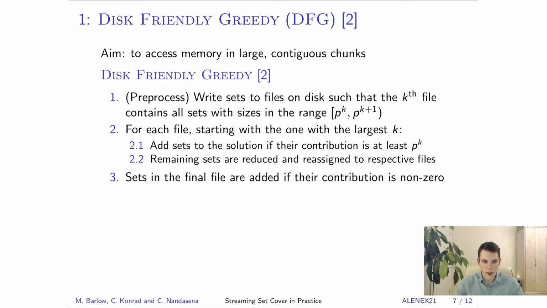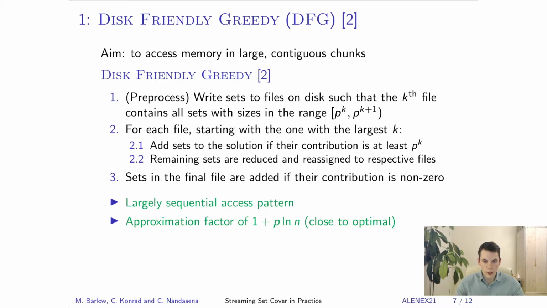So that's the algorithm. DFG is essentially a trade-off here. We're no longer picking the set with the highest contribution at each time step, but rather we're picking a set which is known to have a good enough contribution. And doing this allows us to access memory in a largely sequential manner, which is good for interacting with disk or external memory. The approximation factor is 1 plus p ln n, which is pretty much close to optimal. It's only marginally worse than greedy, and the only reason it's worse is again because we've made this trade-off by not always picking the optimal set.